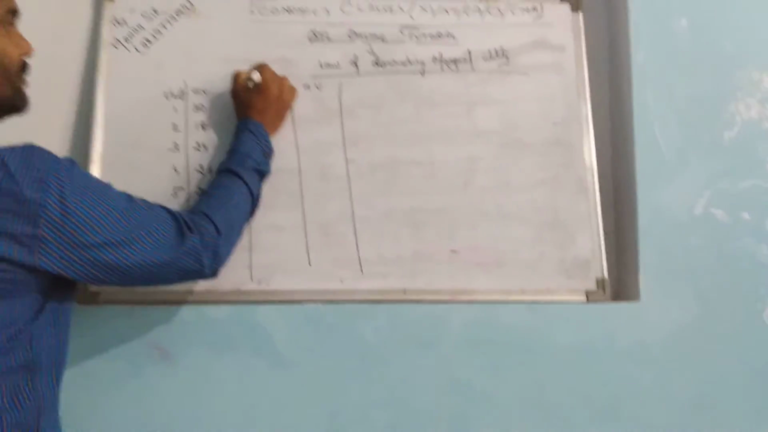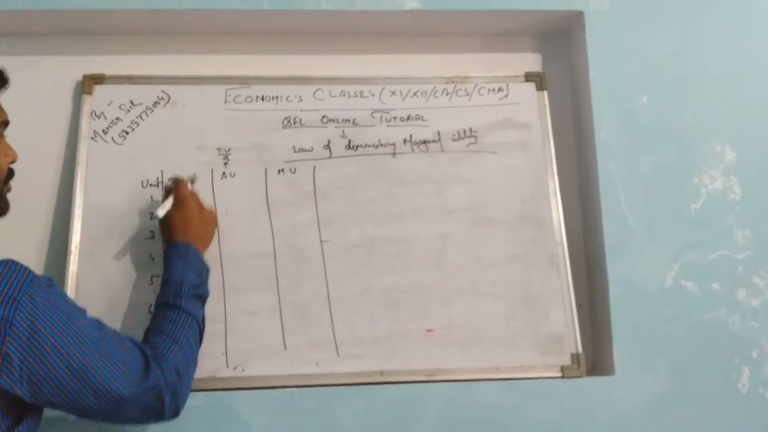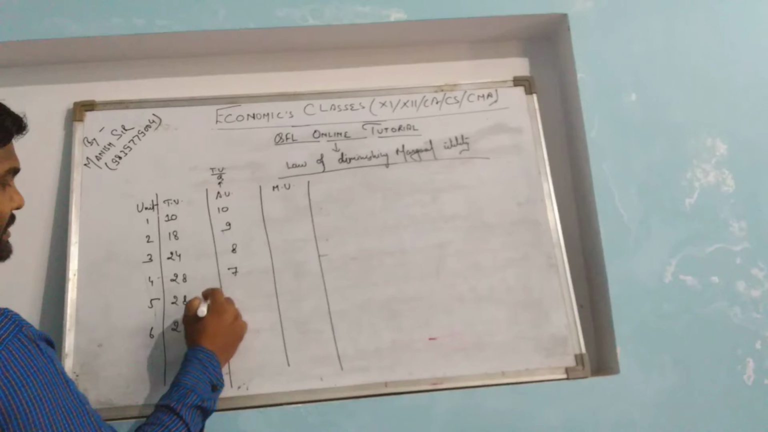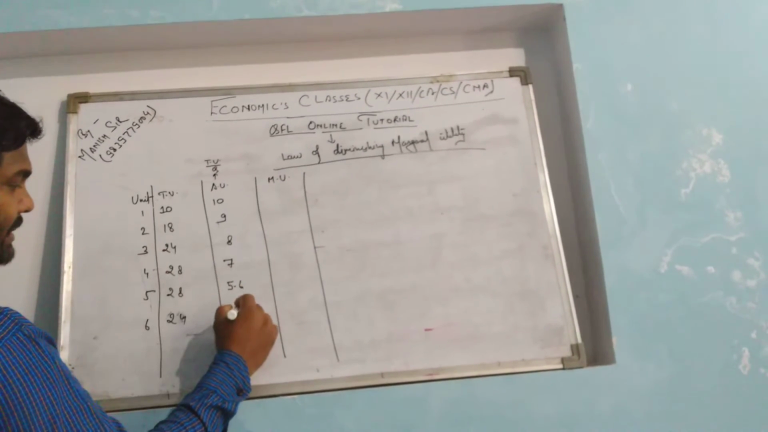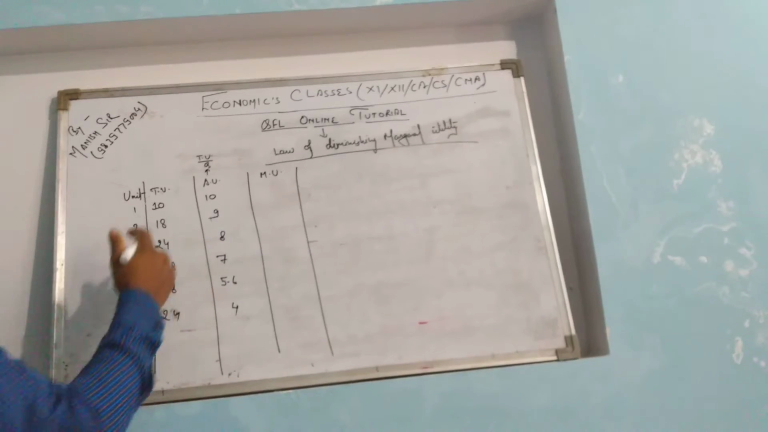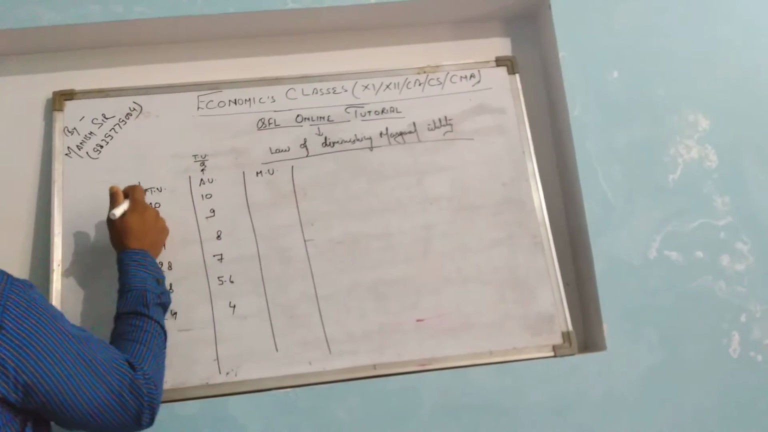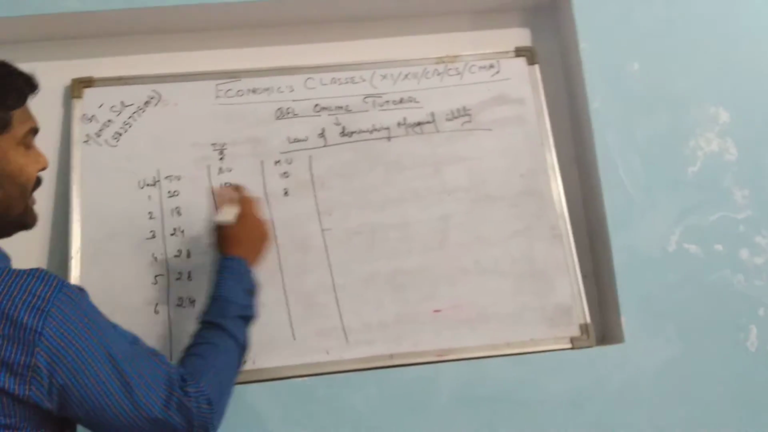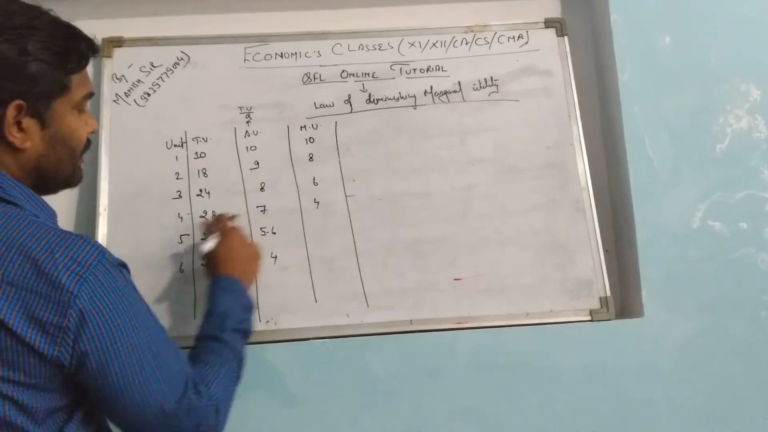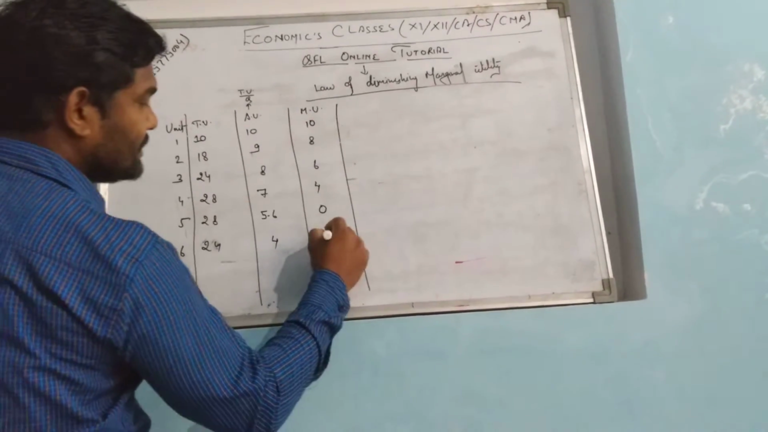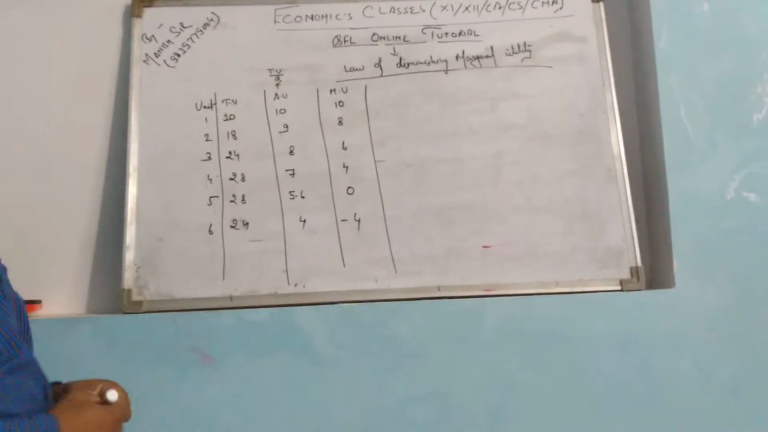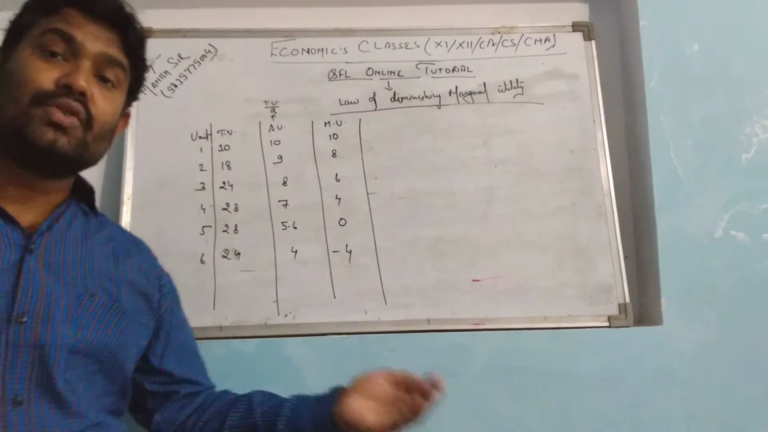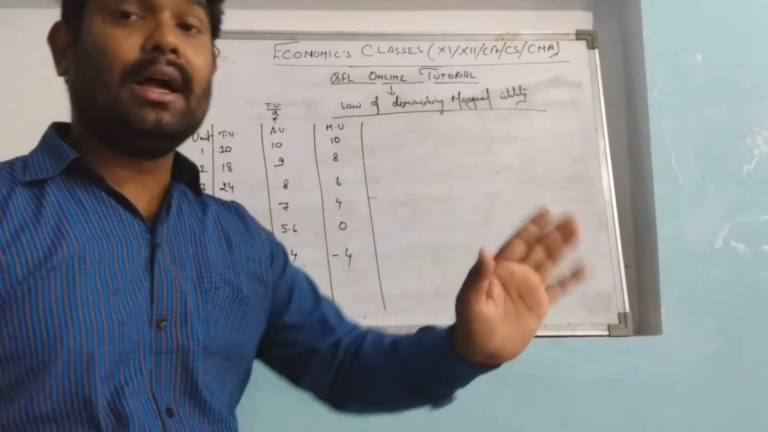First unit 10. What is the formula for AU? Sir, TU upon Q. 10 upon 1, 10. 18 upon 2, 9. 24 upon 3, 8. 7. 5.6 and 4. Same with the marginal utility. 1 is above 1, there will be 0. 10 minus 0, 10. 18 minus 10, 8. 24 minus 18, 6. Then 4. Then 0 and then minus 4. This minus represents that you are not going to accept any next commodity or any next unit. That means you are अब मना कर रहे हैं कि अब हमको खाना नहीं है.